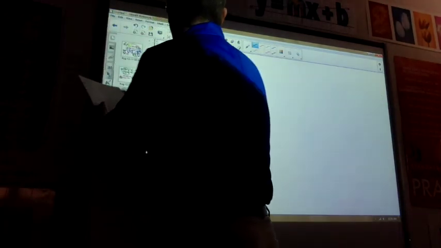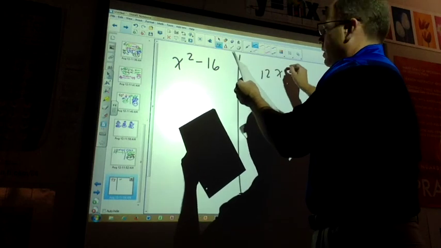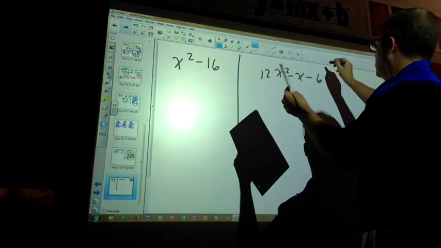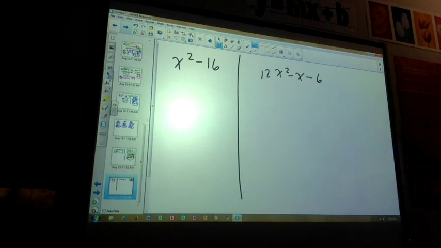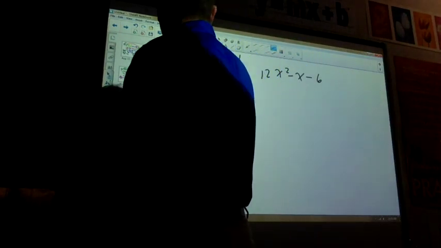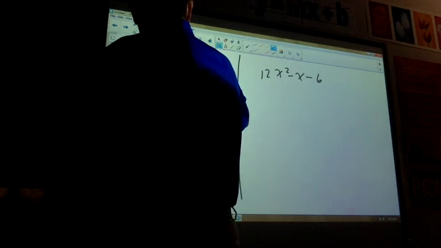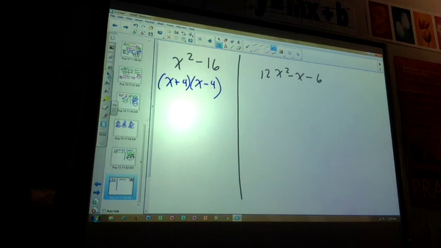All right. I have x squared minus 16. And 12x squared minus x minus 72. We'll go with both those. First one, it's called the difference of 2 squares. Recognize that from algebra? So that just means that you're going to wind up with x plus 4 and x minus 4. So you factored it. Got it done. Good. And then this one.